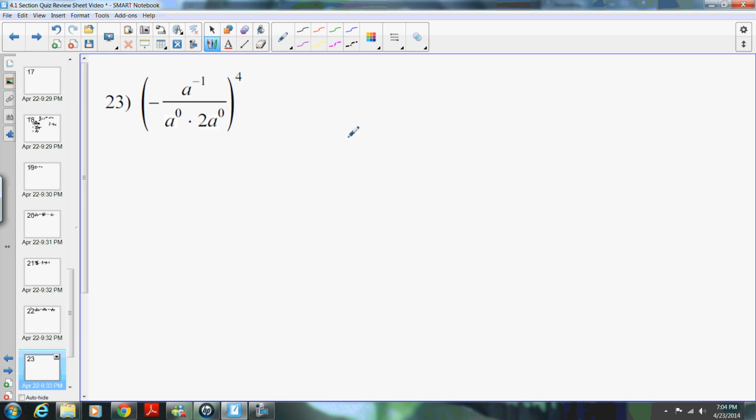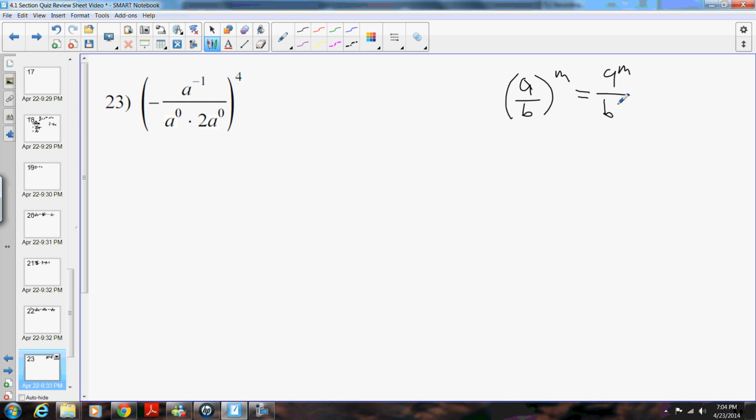Okay, now we start having some difficult powers. This is the first problem that involves the power rule, the power of a quotient. (a over b) to the m is a to the m over b to the m, meaning that any fraction I'm raising to a power, I'm just raising all of the products in the numerator and all the products in the denominator to that power.